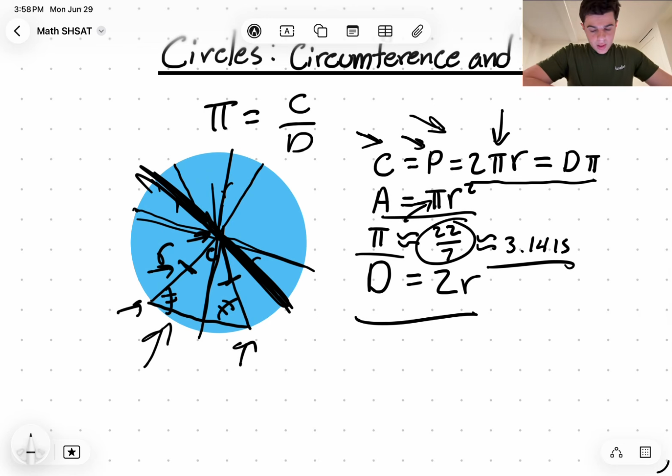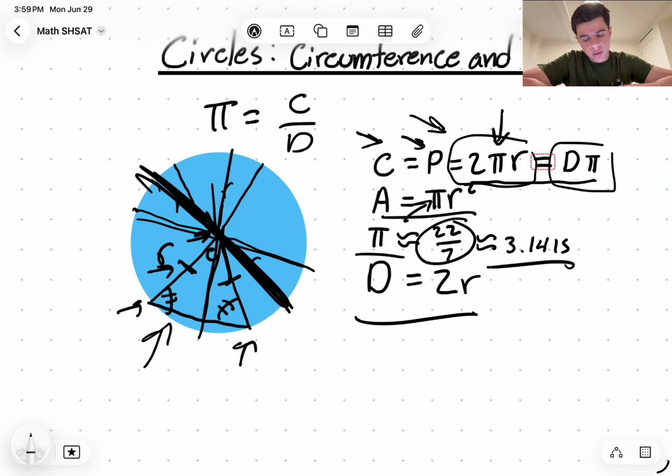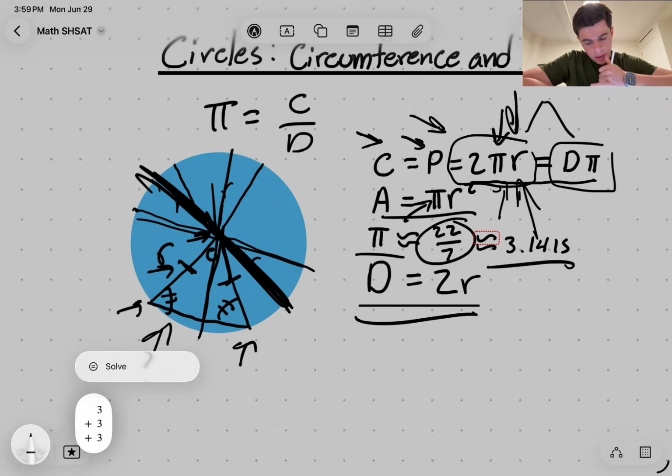So that's pi, which is just a special constant. It's not a variable, it's a constant. We have these two formulas, 2 pi r and d pi, for circumference. Now, these are kind of the same formula, because we said that d is 2r, so this is basically just rewriting this in terms of d. But basically what this is saying is you take the radius, you multiply it by 2, and then you multiply it by pi, and that's how you get the circumference.